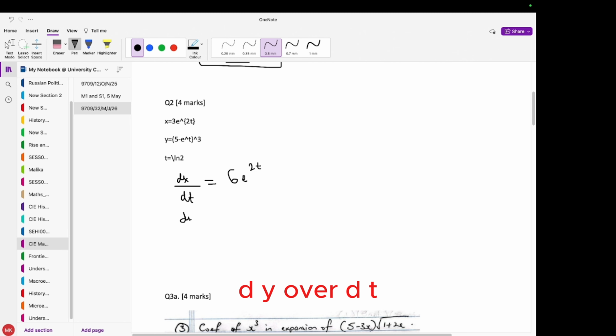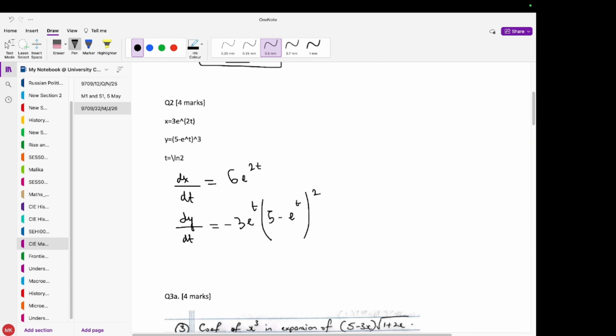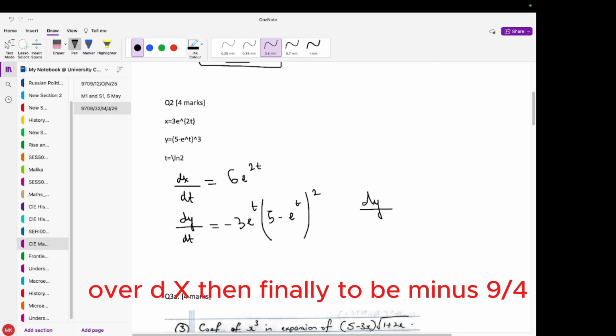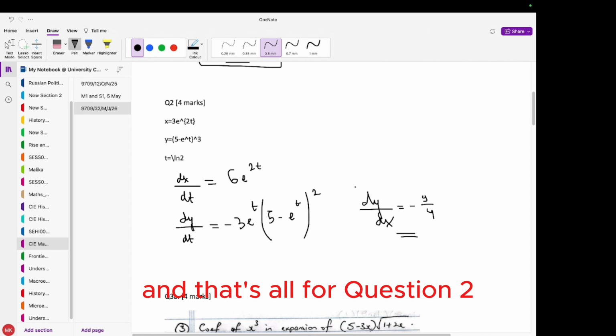dy over dt is equal to minus 3e to the power of t, open bracket, 5 minus e to the power of t all squared, and we also have dy over dx, then finally to be minus 9/4. And that's all for question 2.